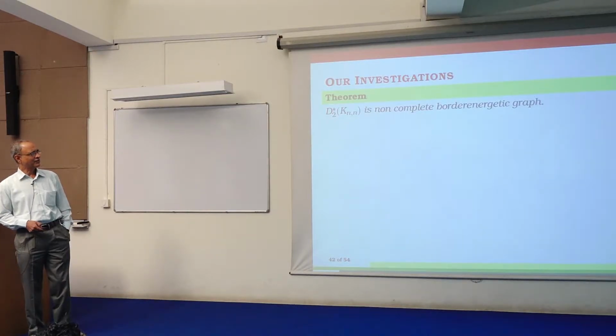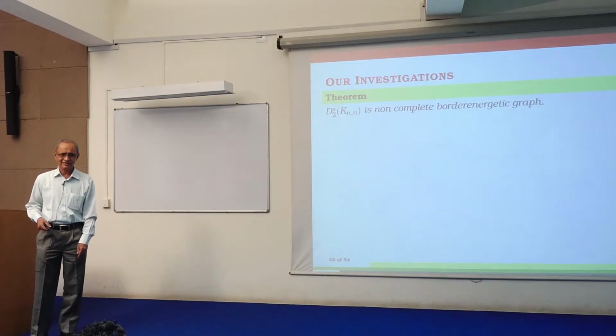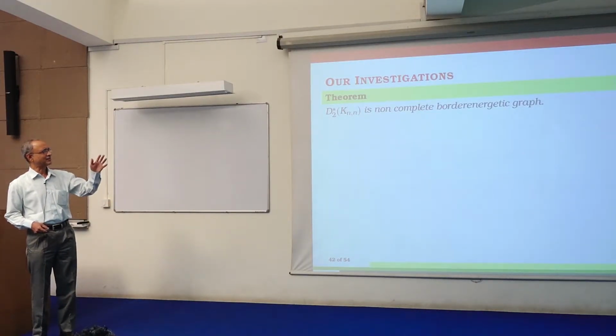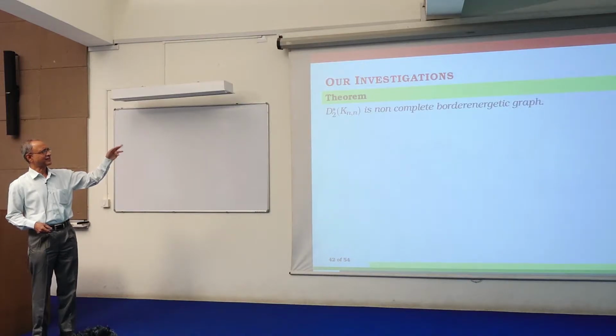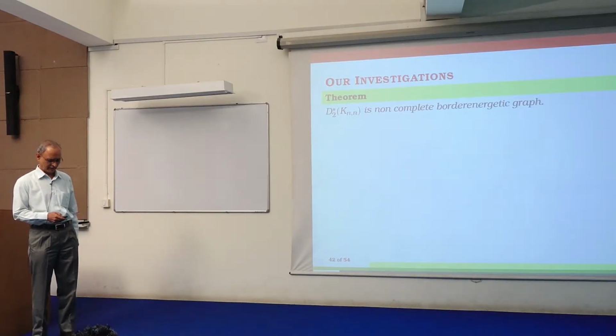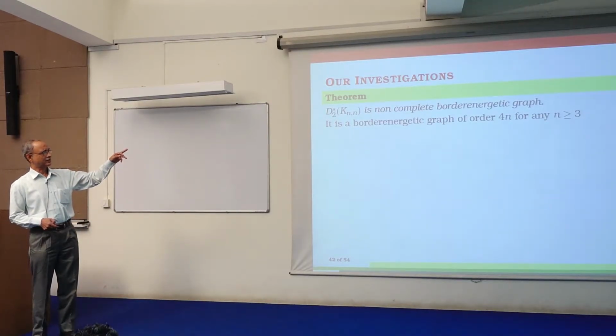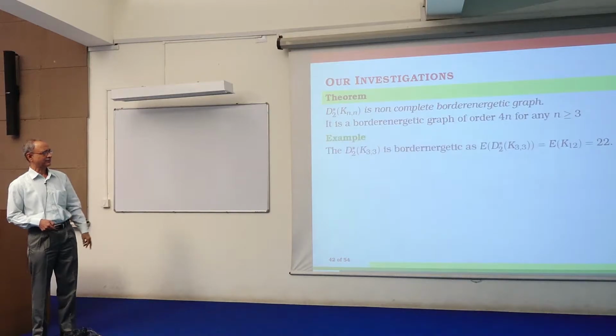Now, using the same operations, we found that the extended shadow graph of K_n is border energetic, meaning its energy is 2(n minus 1). So it is a border energetic graph of order 4n for any n, meaning its energy equals the energy of K_4n, the complete graph on 4n vertices, and both are the same.